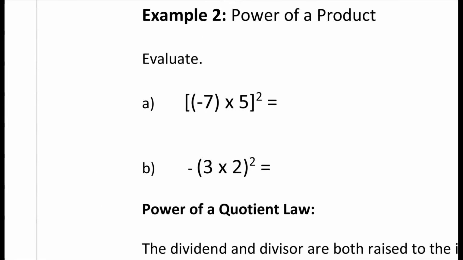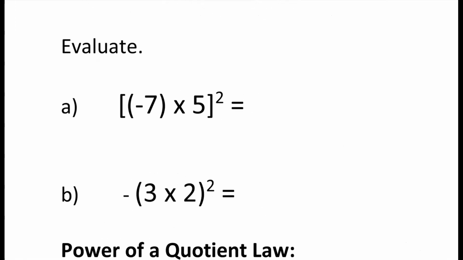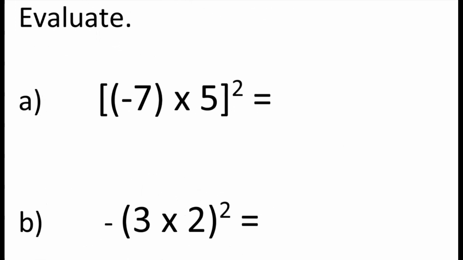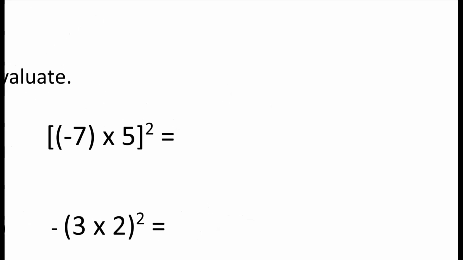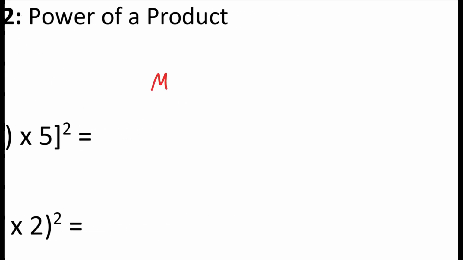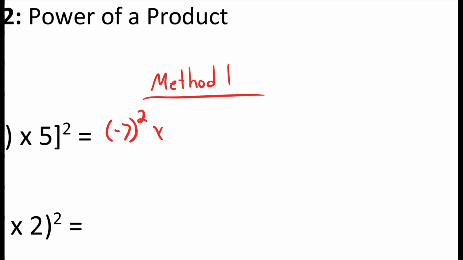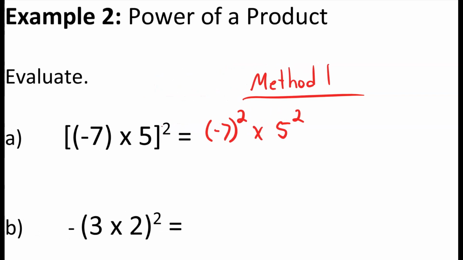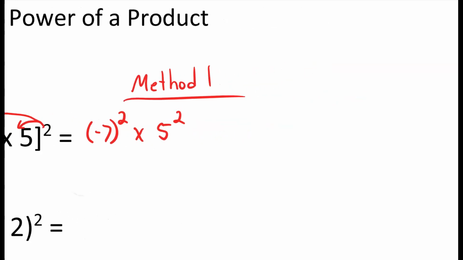In this example here of power of a product, for A, we have -7 times 5 in the brackets to the power of 2. I'm going to show you 2 different methods that we can do here. For method 1, what we're going to do is we have -7 in the bracket to the power of 2 multiplied by 5 to the power of 2. So we distributed this exponent of 2 to the first part and to the second part of that multiplication, onto the -7 and onto the 5.